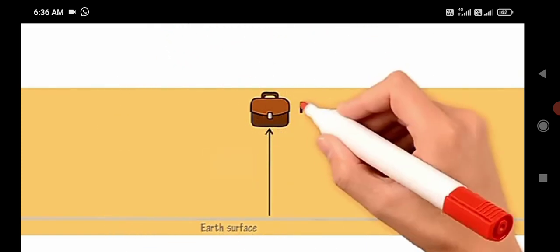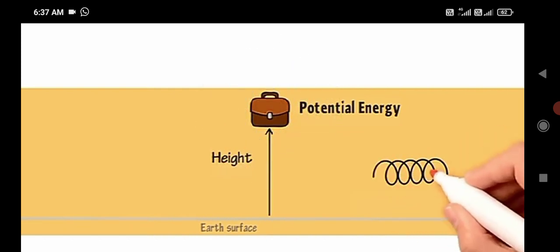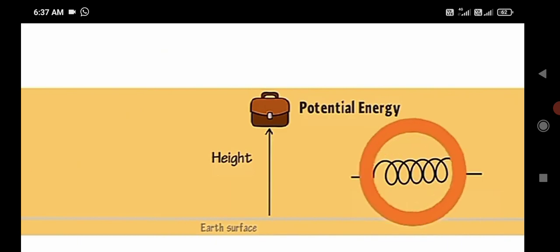Here is one example. Suppose you lift one bag from the ground, and the bag's mass is m. If you lift the bag to a height h from the ground, then what type of energy is stored? Potential energy. So if you raise any object to a height h, the energy stored in the bag or object is potential energy.